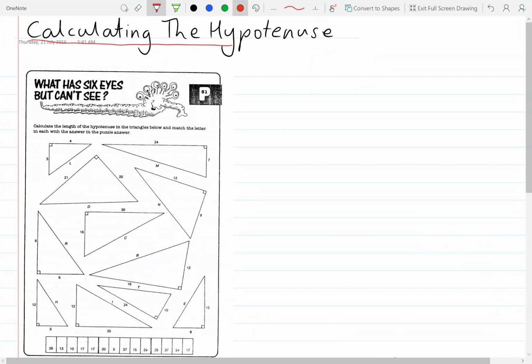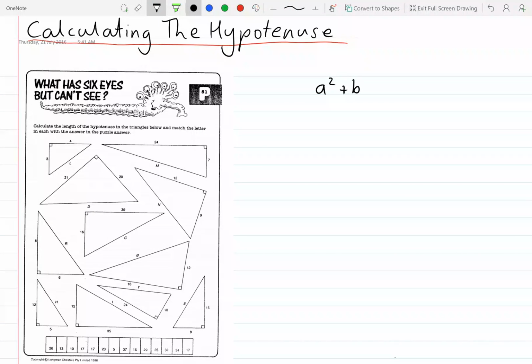Okay, and in order to calculate the hypotenuse, the most important thing is knowing the formula, which is a squared plus b squared will equal c squared. Okay, so that is the basis of what we're doing. This is a formula that's been around a long time and always seems to work, and there's a huge amount of proofs for it. So that's what we're going to use. a squared plus b squared equals c squared, and that's Pythagoras' theorem.